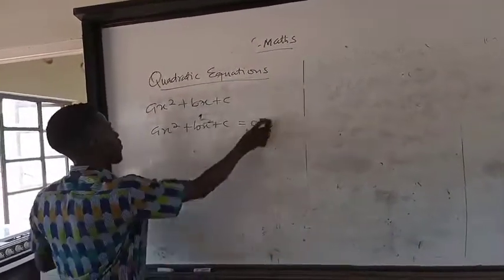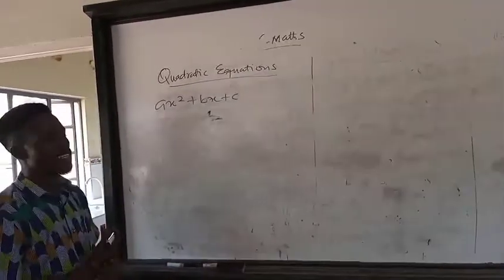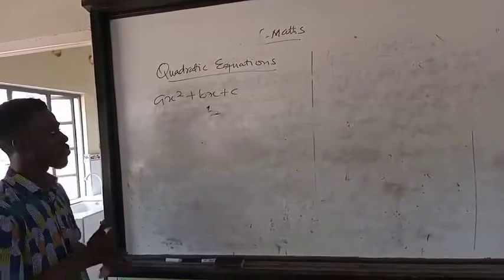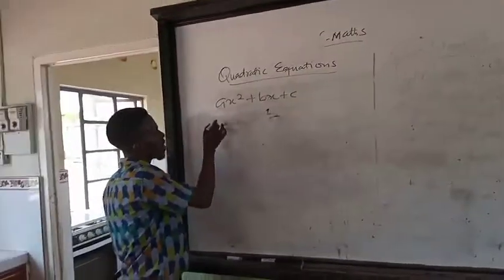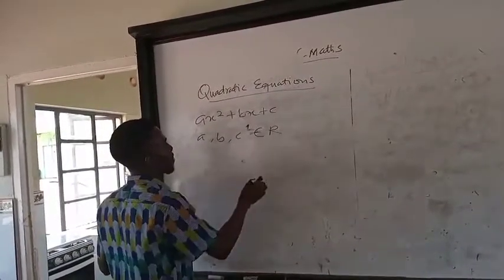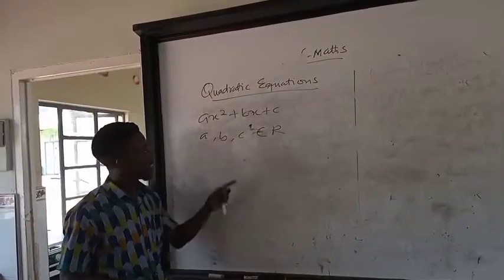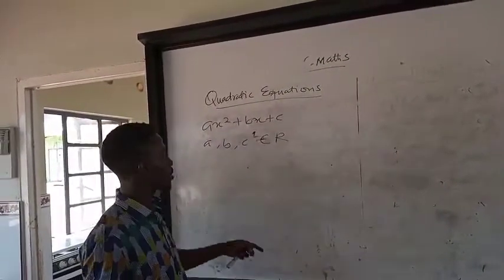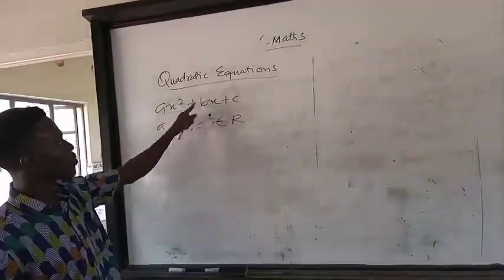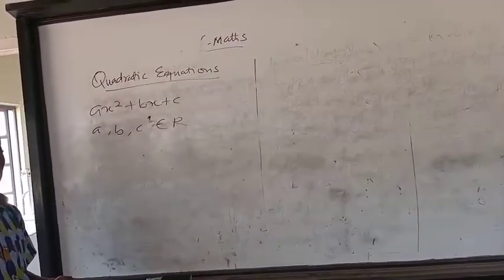Now, ax squared plus bx plus c is a general quadratic equation. For every quadratic equation, this is how it looks, where a, b, and c are all real numbers. The x squared you see here and the x here are always constant. But the coefficient of the x squared and the coefficient of x are numbers that will be given to you.